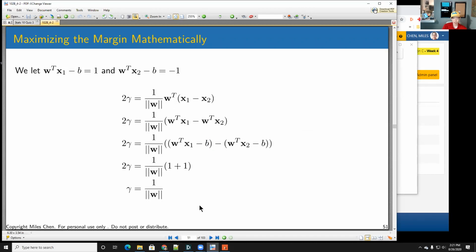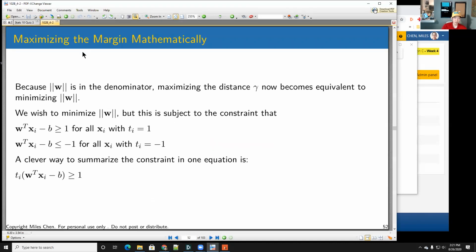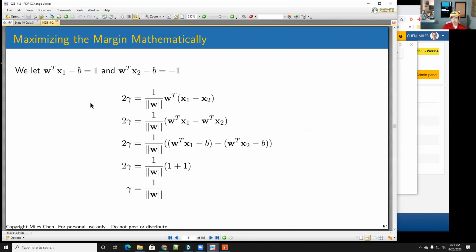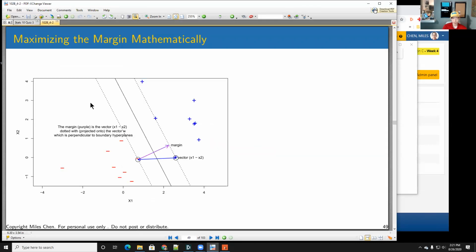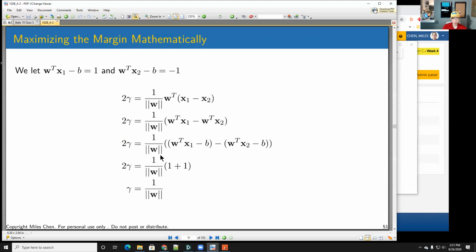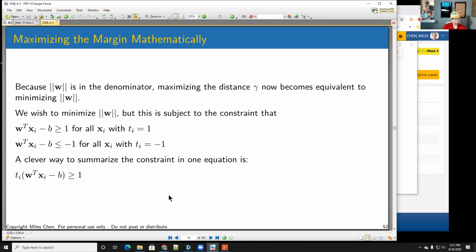Is this all right? Because the norm of w is in the denominator, maximizing that distance, the margin, becomes equivalent to minimizing the norm of w. So we want to find the w that will maximize the margin, and with a little bit of math, that's going to be the vector w that minimizes the norm of w. Now we can't just pick the norm of w equal to 0 because we have a constraint.